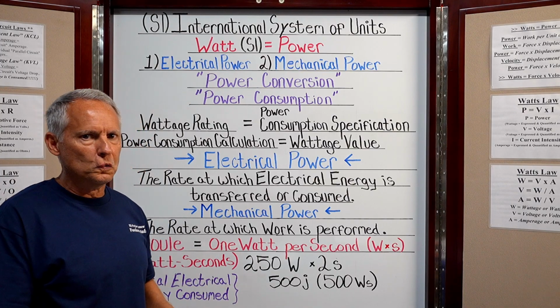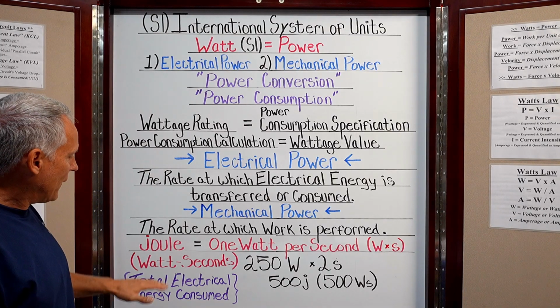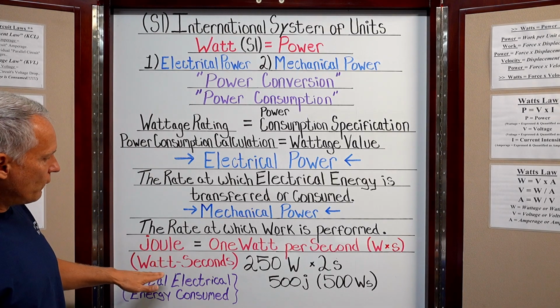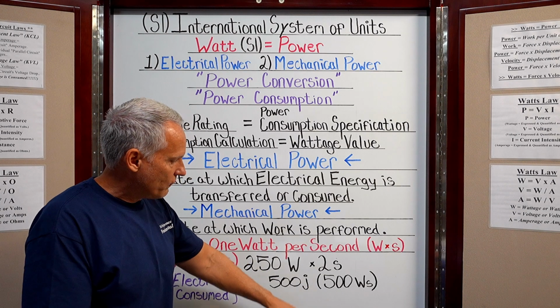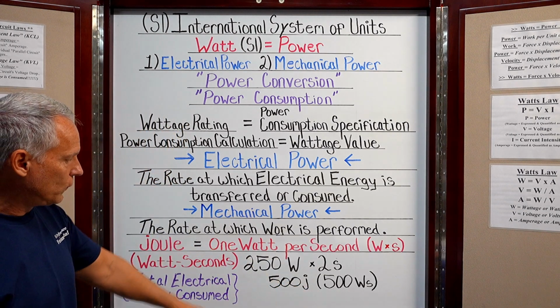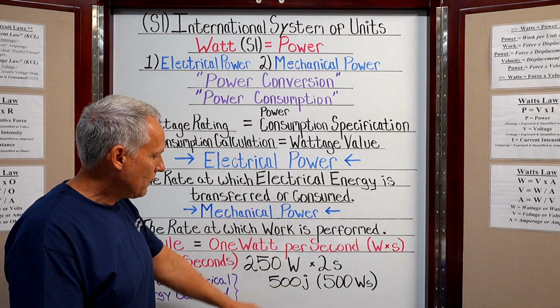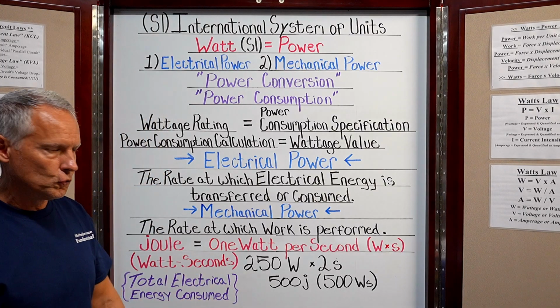You'd be like, oh, you mean joules, if you knew what I was talking about, right? But it is the same thing. So for example, if I had 250 watts for 2 seconds, that'd be 500 watt seconds or 500 joules. If I had 250 watts for 4 seconds, that'd be 1,000 watt seconds or 1,000 joules.